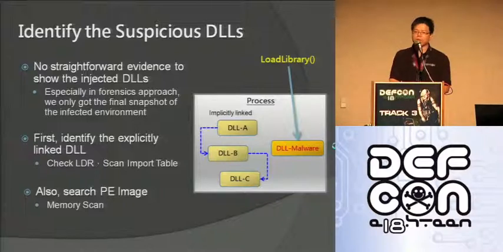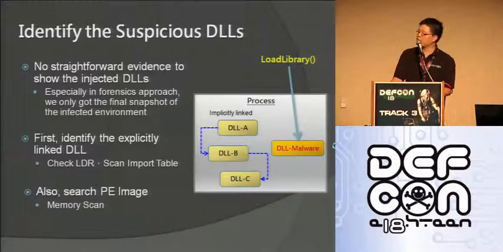On the other hand, if the process does not load a DLL at runtime, it actually does some code injection instead. Then our approach is that we will search the memory, trying to find the suspicious PE image.